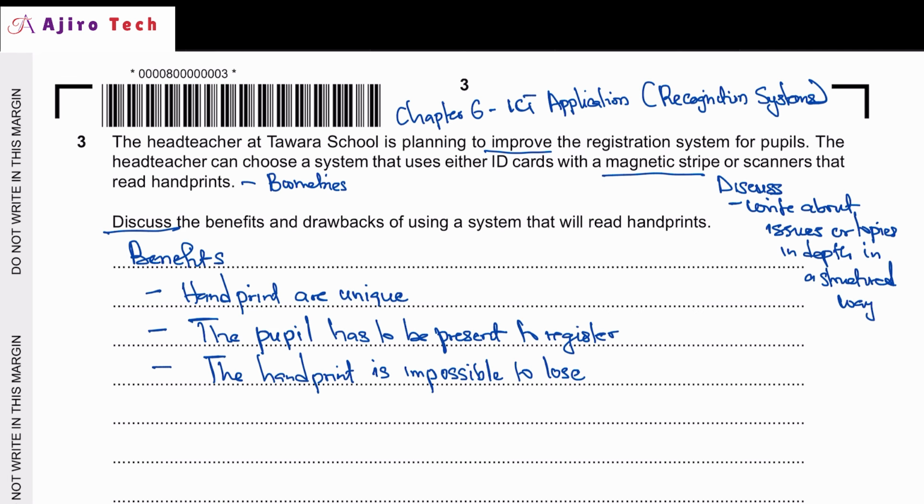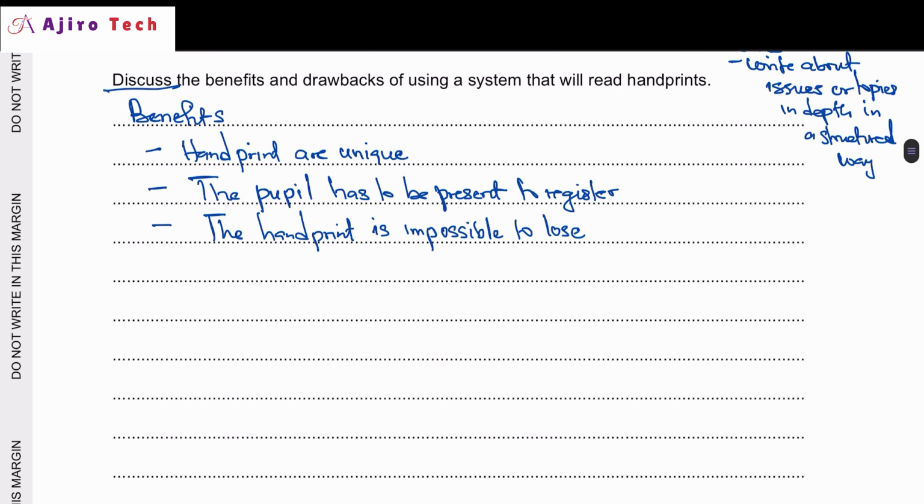And it's a fast form of data entry. So I think what I'm going to put here is, it's hard to lose and hard to clone, unlike the magnetic stripe, which they can clone.